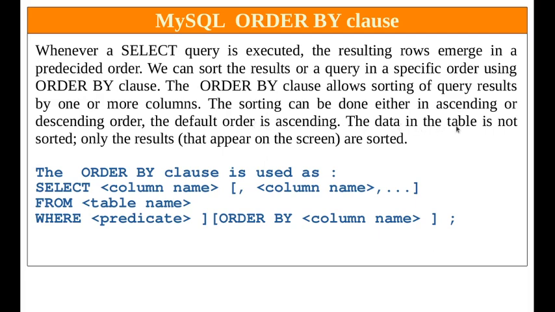The data in the table is not sorted, only the results that appear on the screen are sorted. The syntax for order by clause is: select column name from table name where condition order by column name. Let's see the execution.